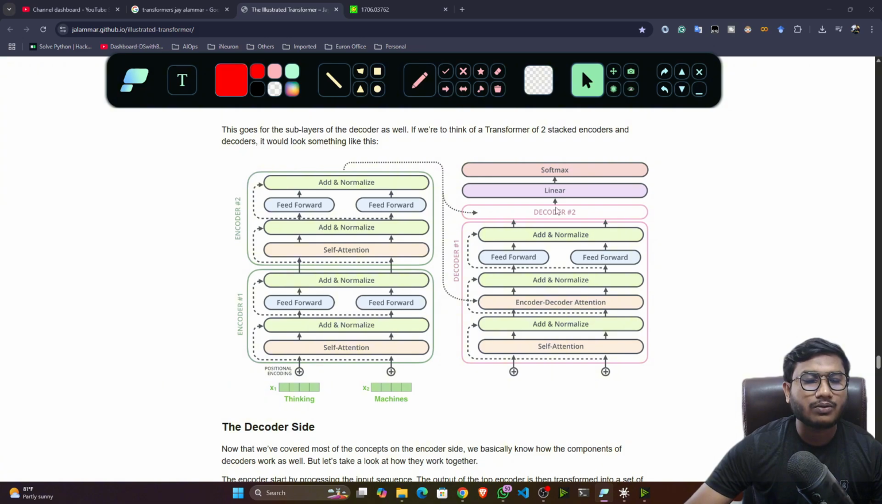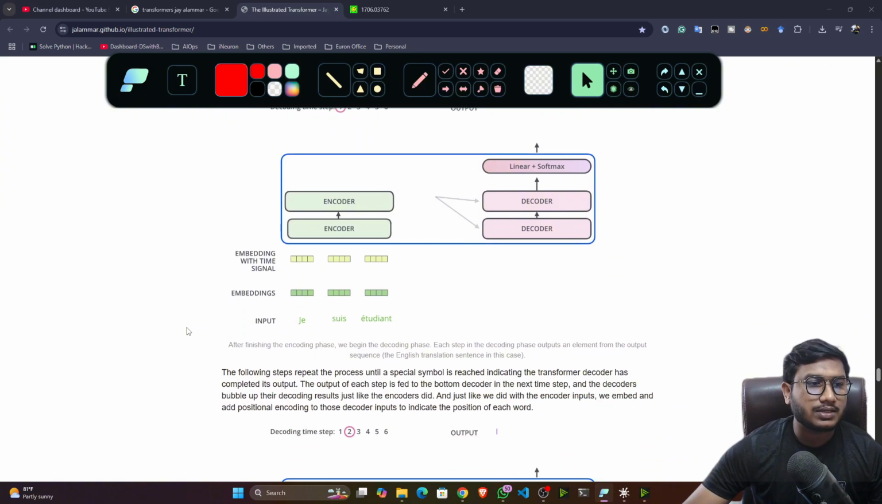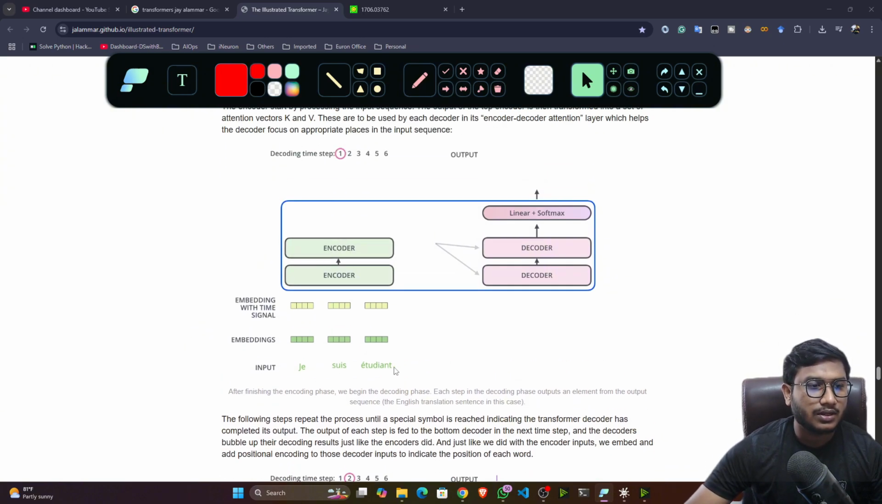This particular output will go to the decoder, the second layer of decoder. After that they are applying the linear layer, then they are applying the softmax and we are getting the output. Now you can see, guys, these are some visualizations. You are passing the input, it will go to the decoder, some processing is happening, and you are getting the output.